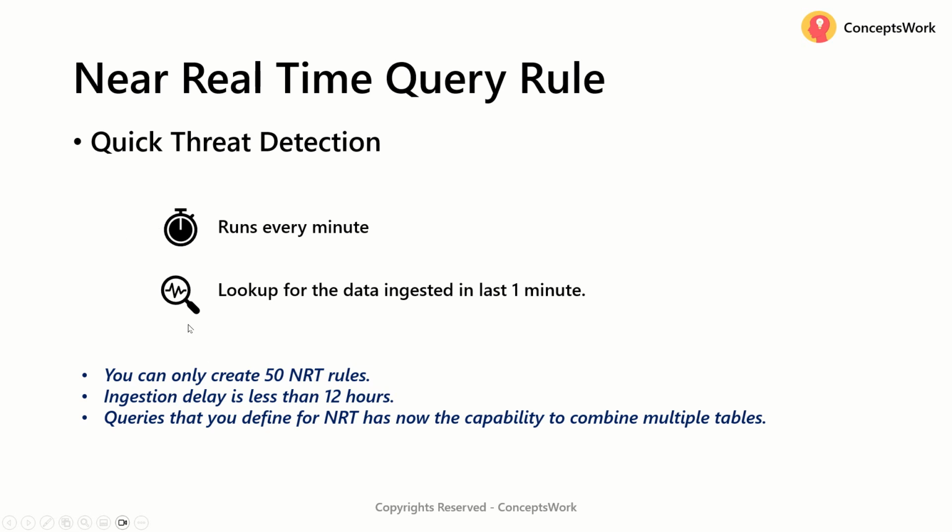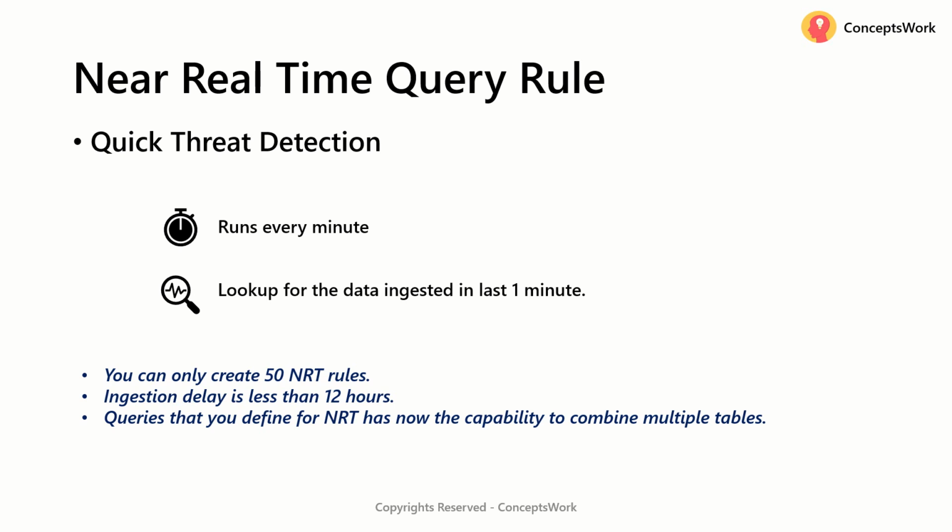Okay. Now you can only create 50 NRT rules per instance, and NRT rules are only applicable to those data sources where there is an ingestion delay of less than 12 hours. So yes, these are two different limitations, not capabilities, which exist with NRT rules. And you have to be exceptionally careful in terms of creating NRT rules. Use them only for those scenarios where you want real-time threat detection, not for generic use cases.